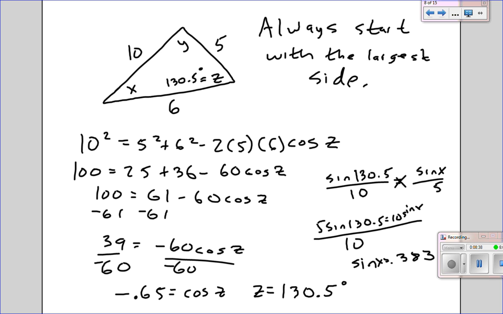And do the inverse sine of that. Of 0.383. And you get that x equals 22.5 degrees. And then just subtract from 180.